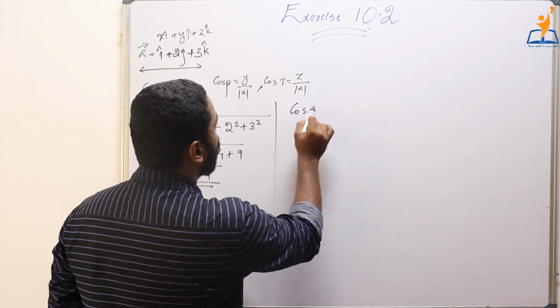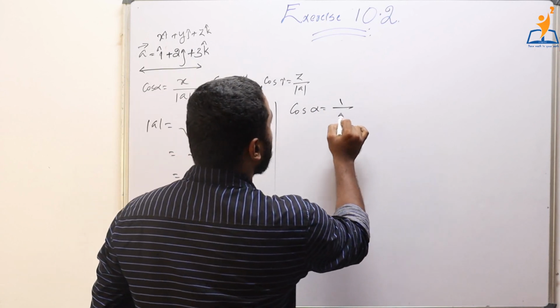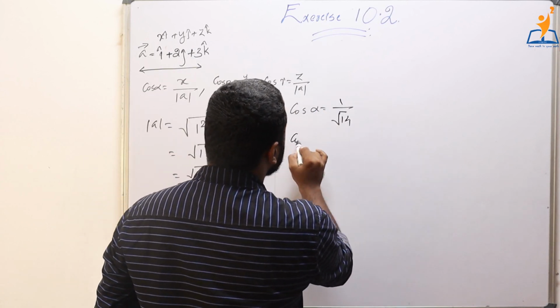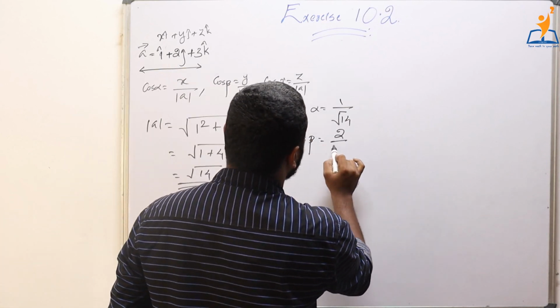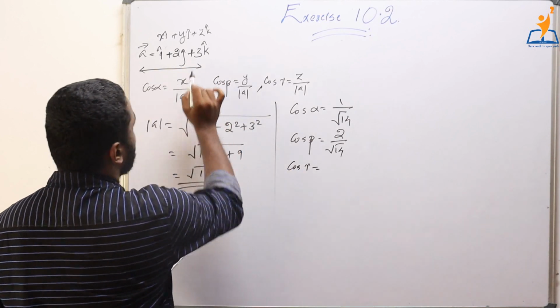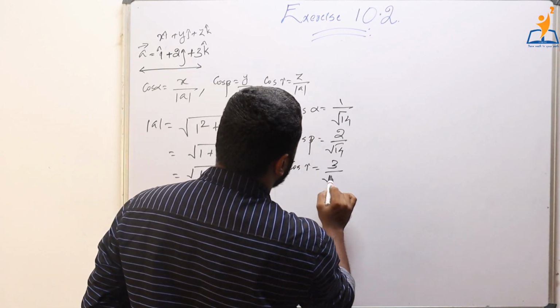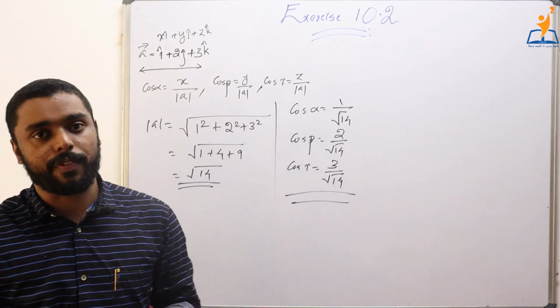So we have cos alpha is equal to the first component, 1 by root 14. Cos beta is equal to the second component, 2 by root 14. And cos gamma is equal to the third component, 3 by root 14. So these are the direction cosines of the given vector.